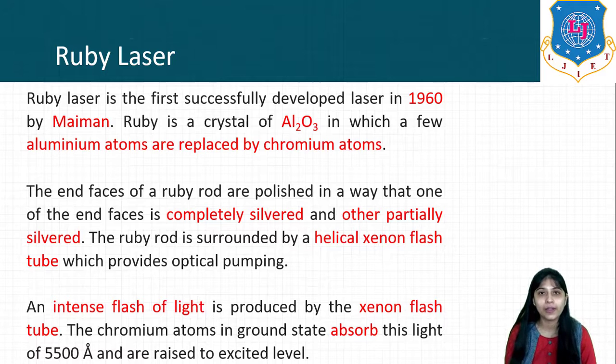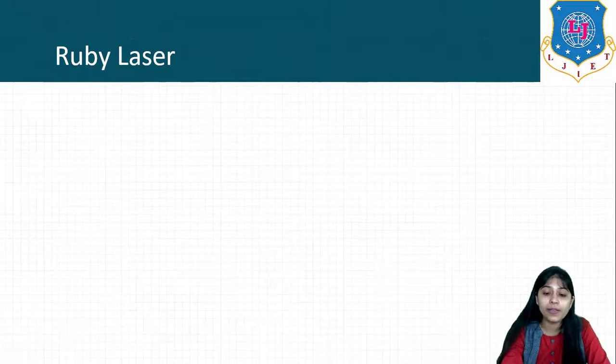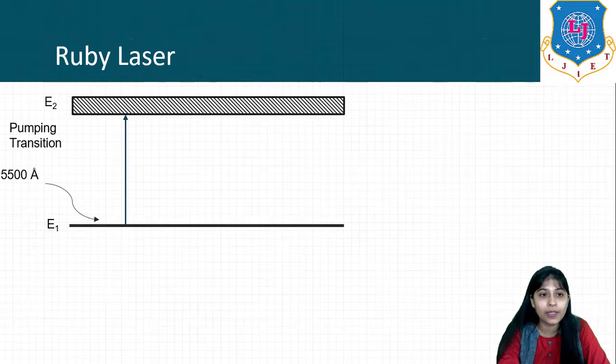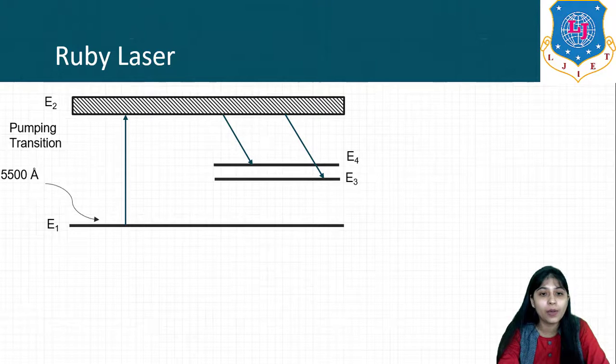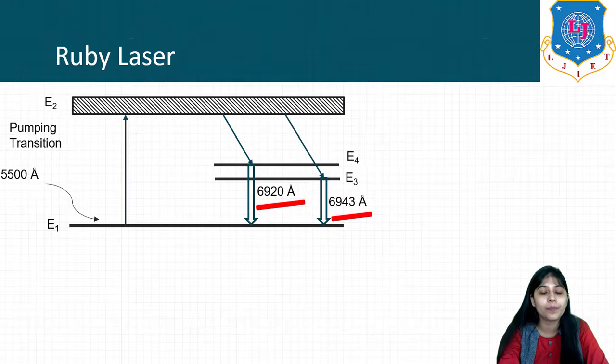Okay, so now let us understand the working of the laser with the help of this energy level diagram. Here we can see there are four states: E1, E2, E3 and E4. Here E1 is the ground state, E2 is the excited state, and E3 and E4 are the metastable states.